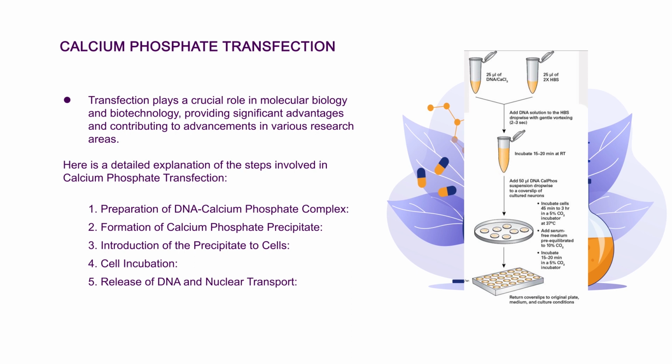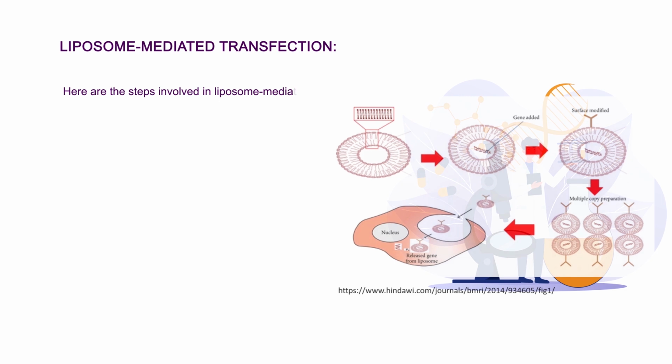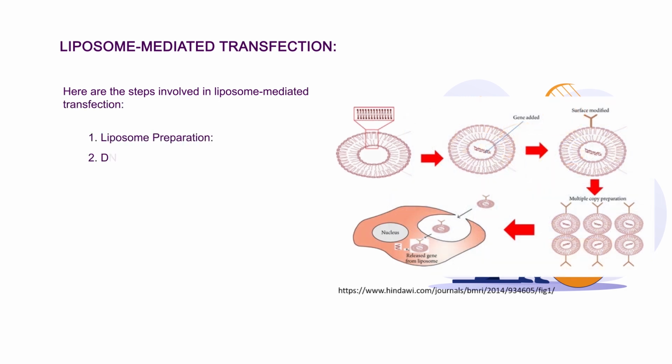After that, another example of a chemical based transfection method is the lipid based transfection method. Here, liposome mediated transfection is widely used for introducing genetic material into the cells. Liposomes are lipid based vesicles that can fuse with the cell's membrane, allowing the delivery of DNA or RNA into the cell.